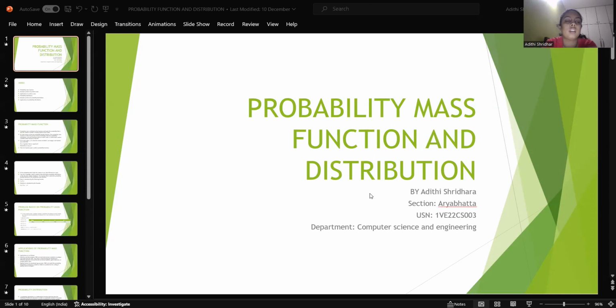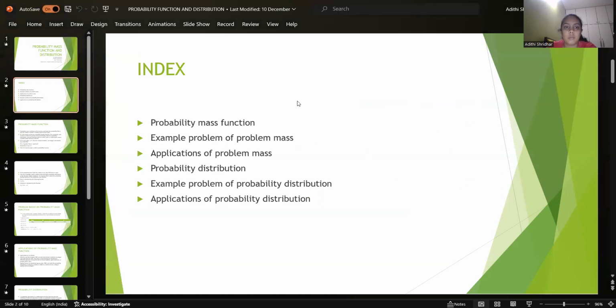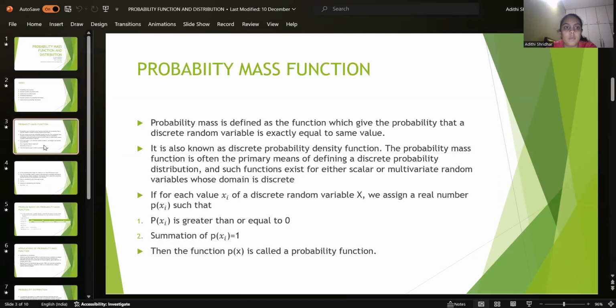Hello everyone, this is Adithi studying in Sri Venkateswara College of Engineering, and today I'm going to discuss probability mass function and distribution. Today we are going to talk about the probability mass function, an example problem of probability mass, applications of probability mass, probability distribution, an example problem of probability distribution, and applications of probability distribution.